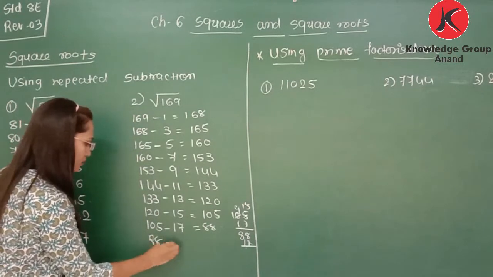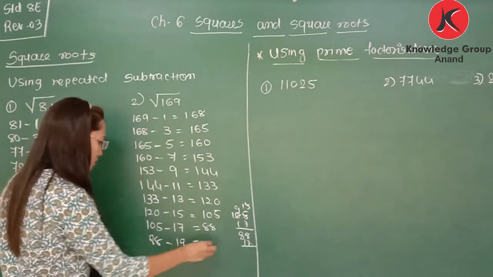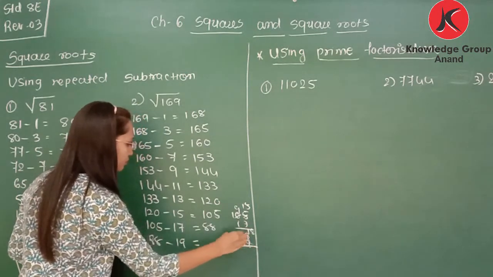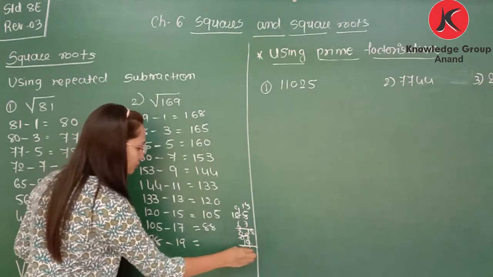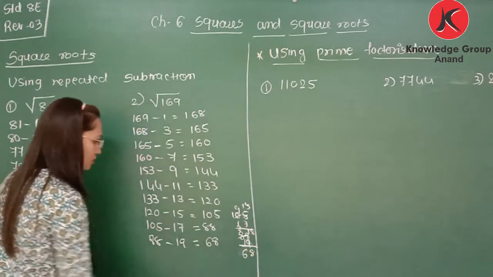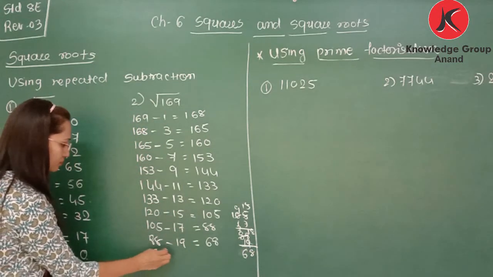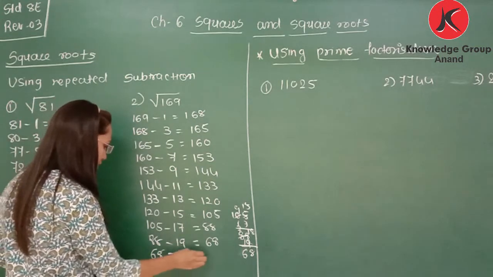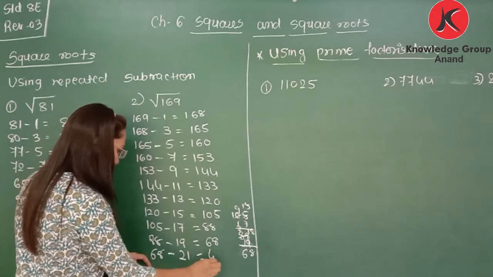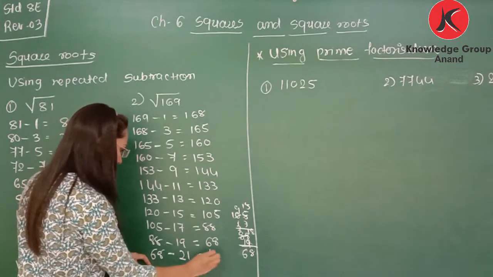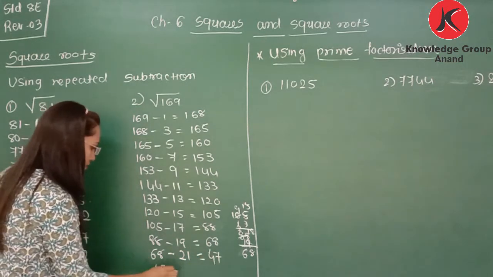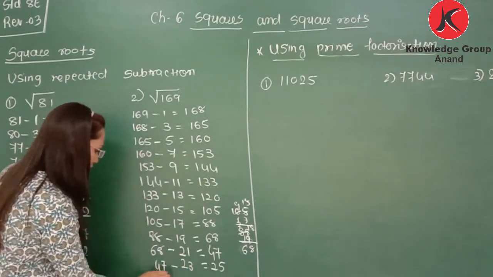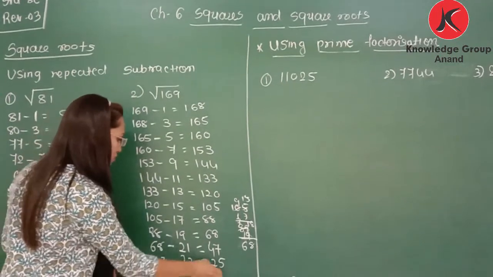Now 88 minus 19 is 69. 69 minus 21 is 48. 48 minus 23 is 25. 25 minus 25 will give you 0.